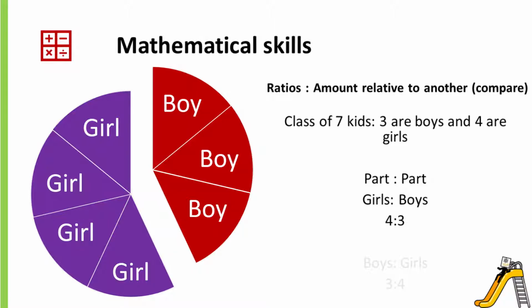But if, for example, I was to reverse this and say I want to know what is the ratio of boys to girls in the class, then you would have to say it is 3 to 4. And that is basically how ratios work.